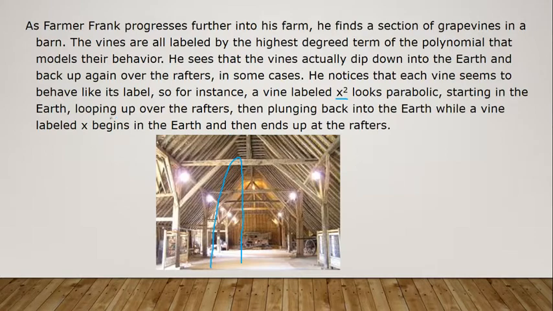And then if we look at the next one there, x, if we draw out the x one here, it begins in the earth and it ends up in the rafters. So it would just look like what our graph of x would look like, just a straight line between them. So he has different vines all throughout his barn that we're going to take a look at and see if we can figure out some different things about them.